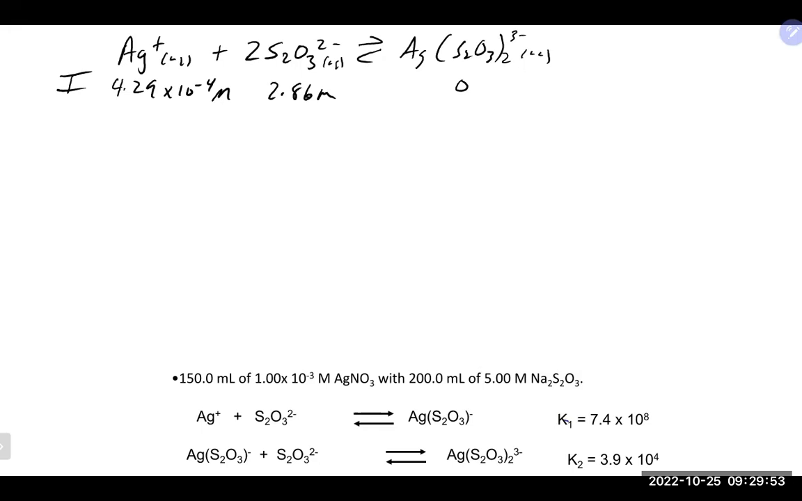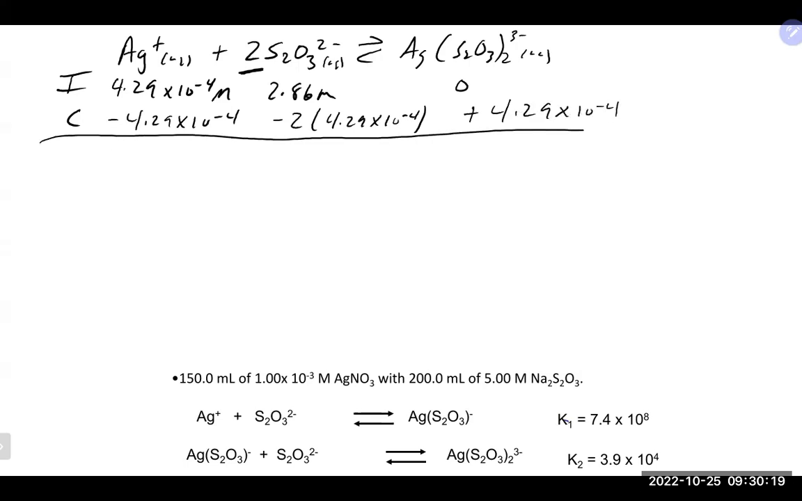So the change part, once again, is going to be the silver ion in this case. So the change here would be minus 4.29 times 10 to the minus 4. This will be minus 2 times 4.29 times 10 to the minus 4, once again for the coefficient, so we got the right stoichiometry. And this would be plus 4.29 times 10 to the minus 4.